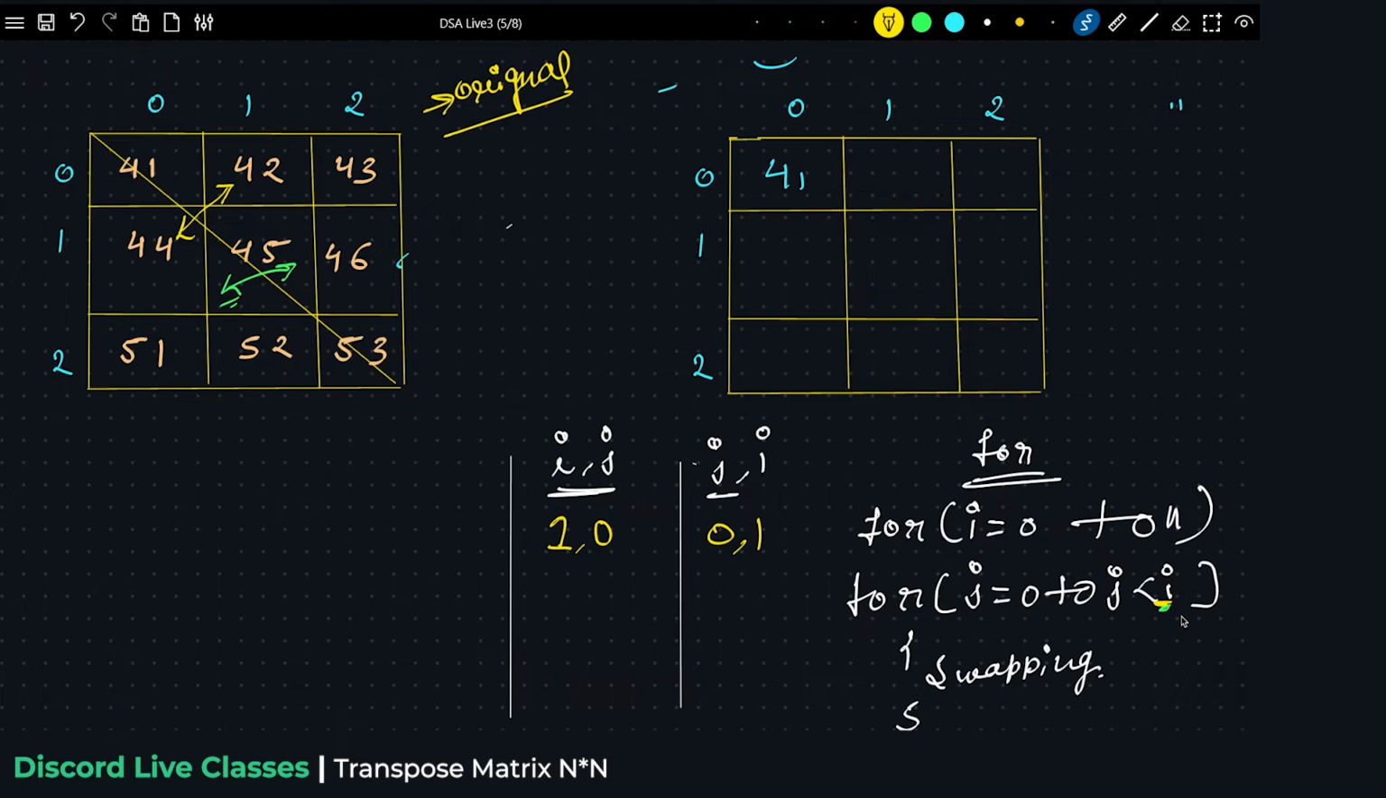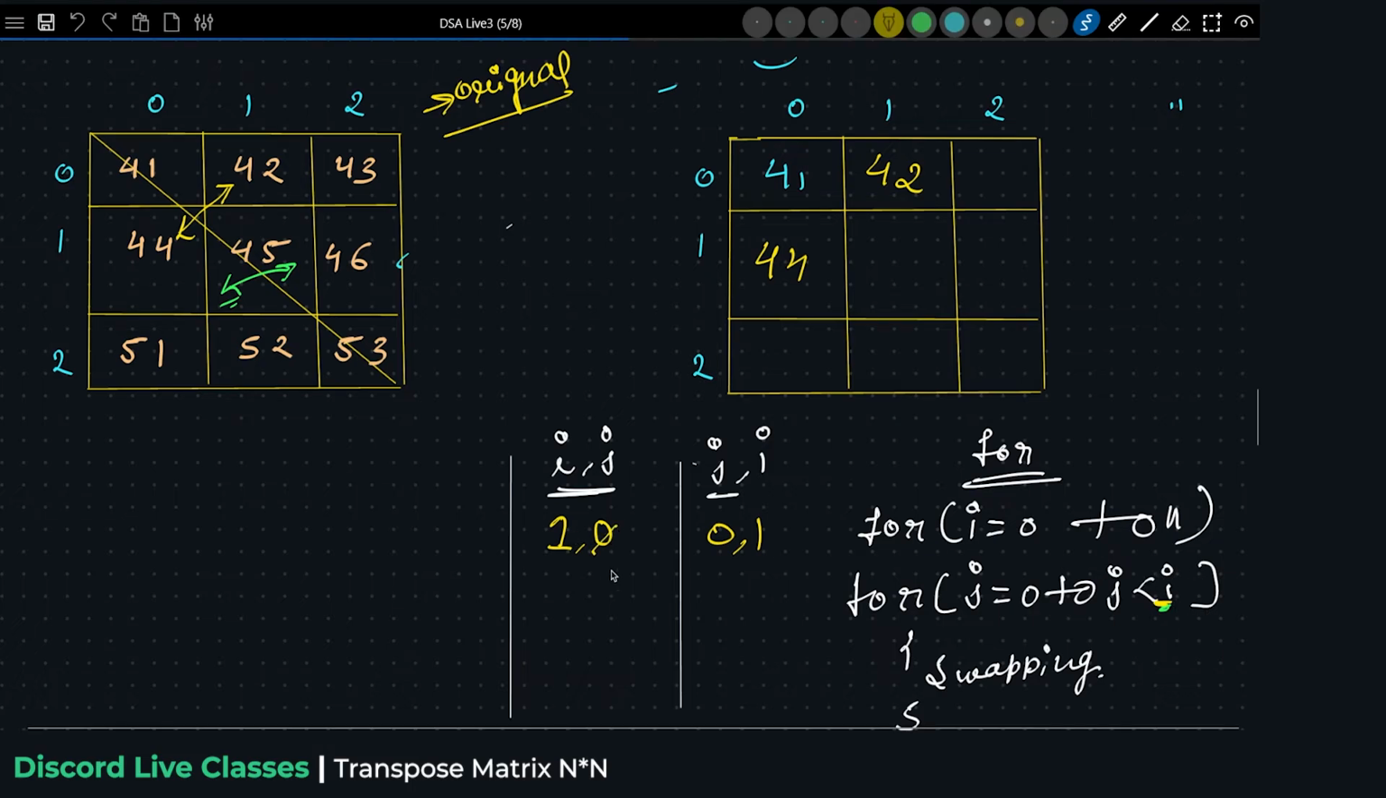Swapping होगी. Swapping होगी तो 44 कहाँ जाएगा? 1 0 पर, और 0 1 वाला एलिमेंट कहाँ जाएगा? 1 0 पर. So you will get the 42. Then again what would happen? Then again currently 0 is less than i. Yes, 0 is less than i. Then the next condition will run, that is j plus plus.